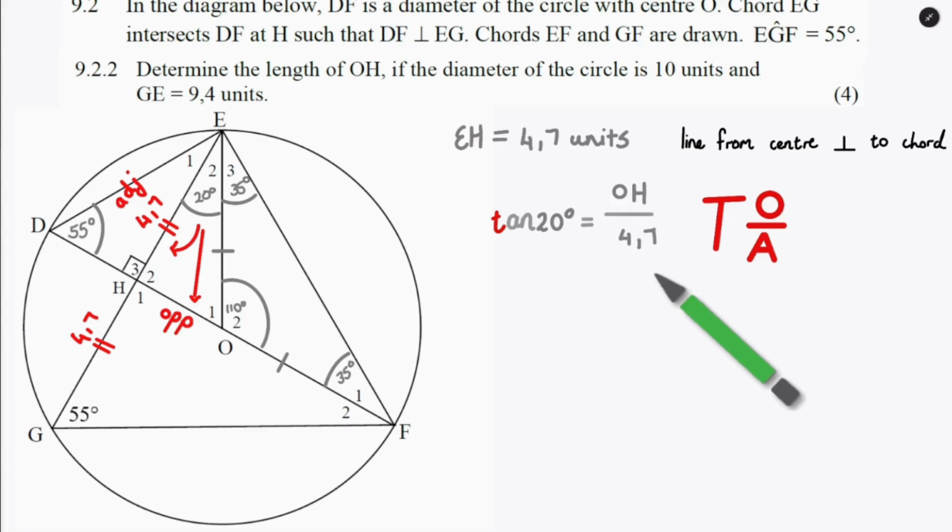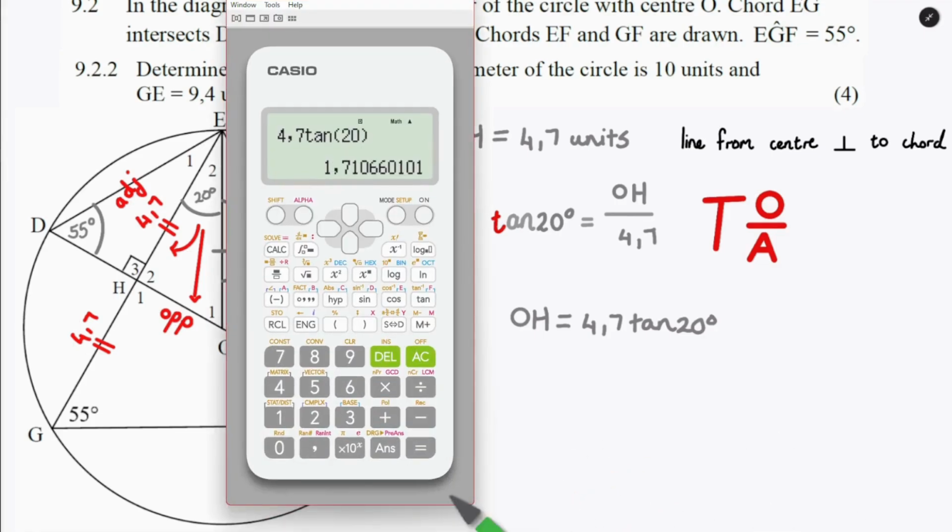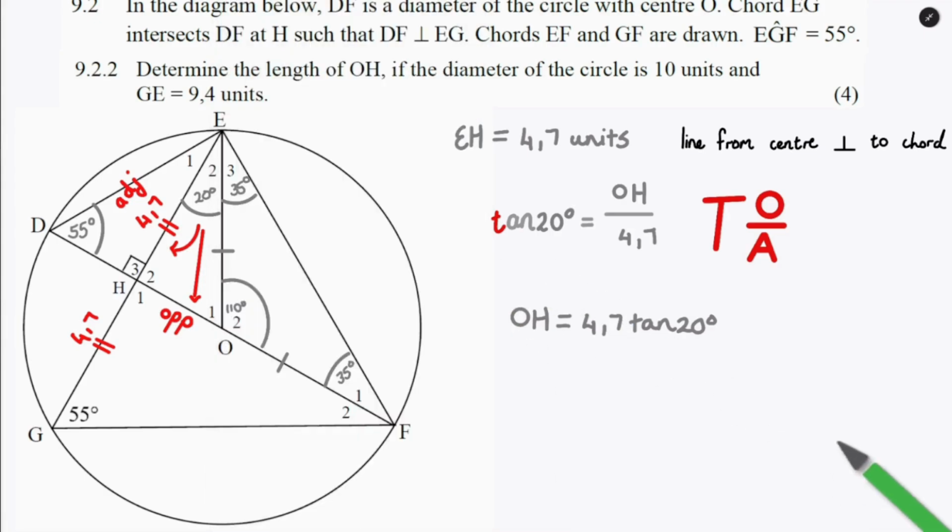And now we're just going to do a little bit of algebra to get OH on its own. So I just times both sides by 4.7. And I get OH to be 4.7 times tan of 20. We're going to slap that in our calculator, press equals, and we get this 1.71. So we chuck that there, and then just make sure we have the right units. So they didn't give us units, so we have to write the word units over there.